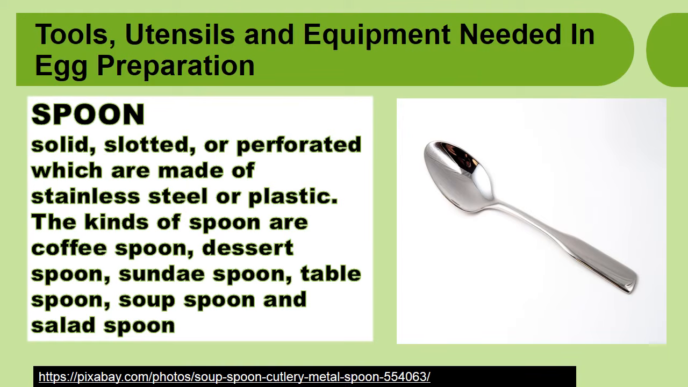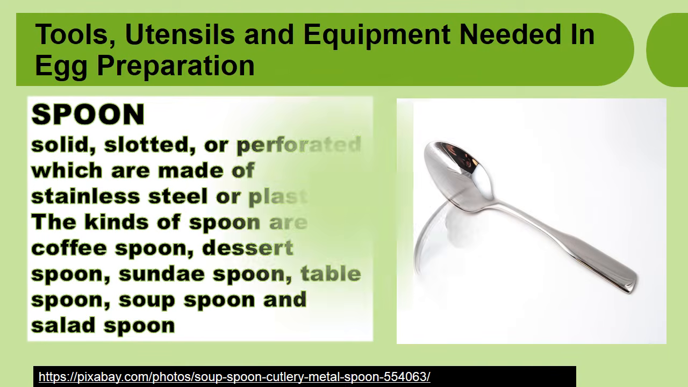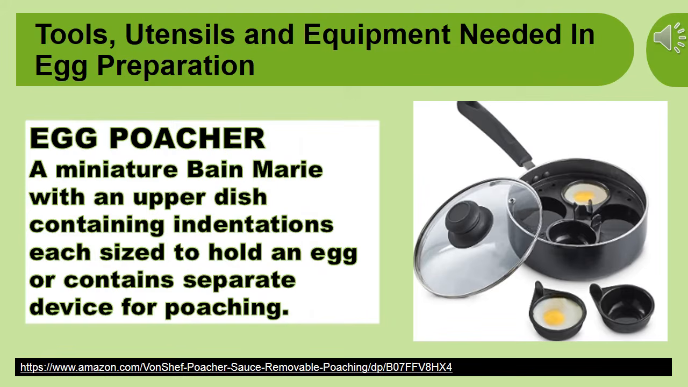Spoons, solid, slatted, or perforated, which are made of stainless steel or plastics. There are many kinds of spoons, such as coffee spoon, dessert spoon, sundae spoon, tablespoon, soup spoon, and salad spoon. Egg poacher. A miniature bain-marie with an upper dish containing indentations of each size to hold an egg or contain a separate device for poaching.